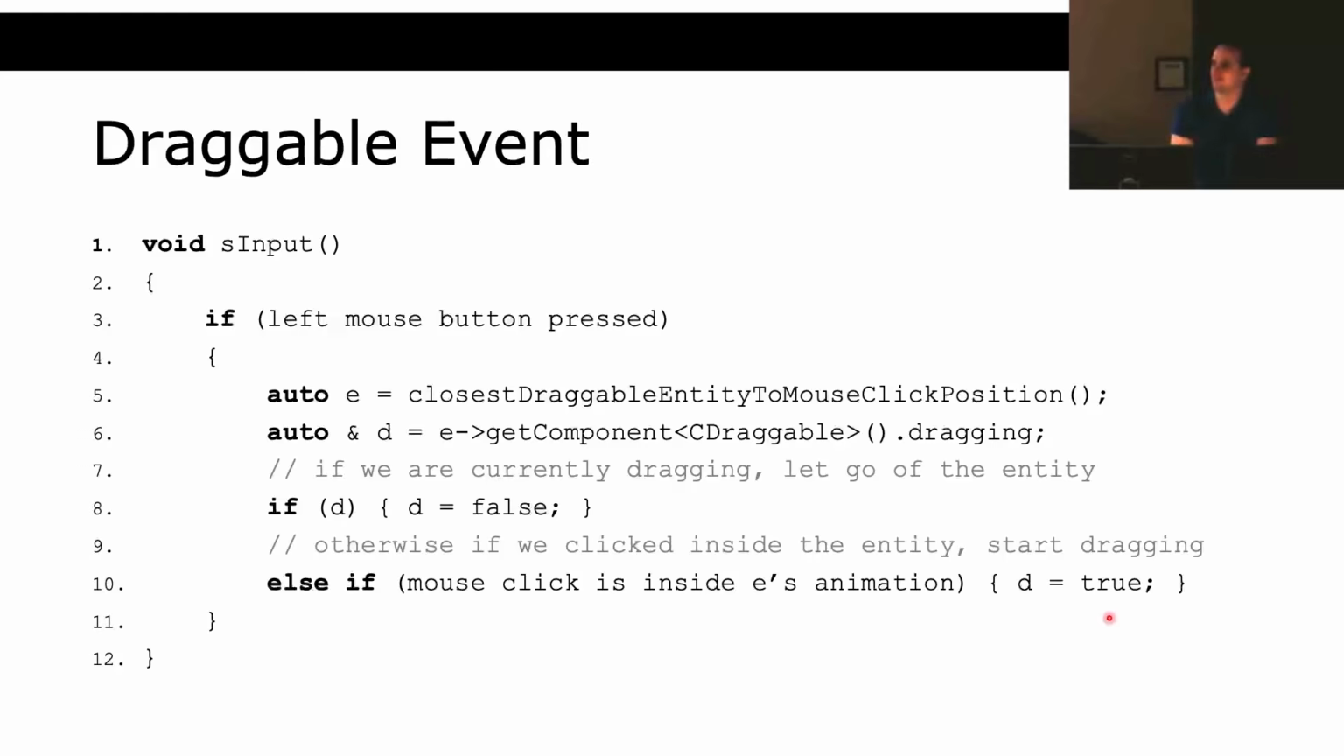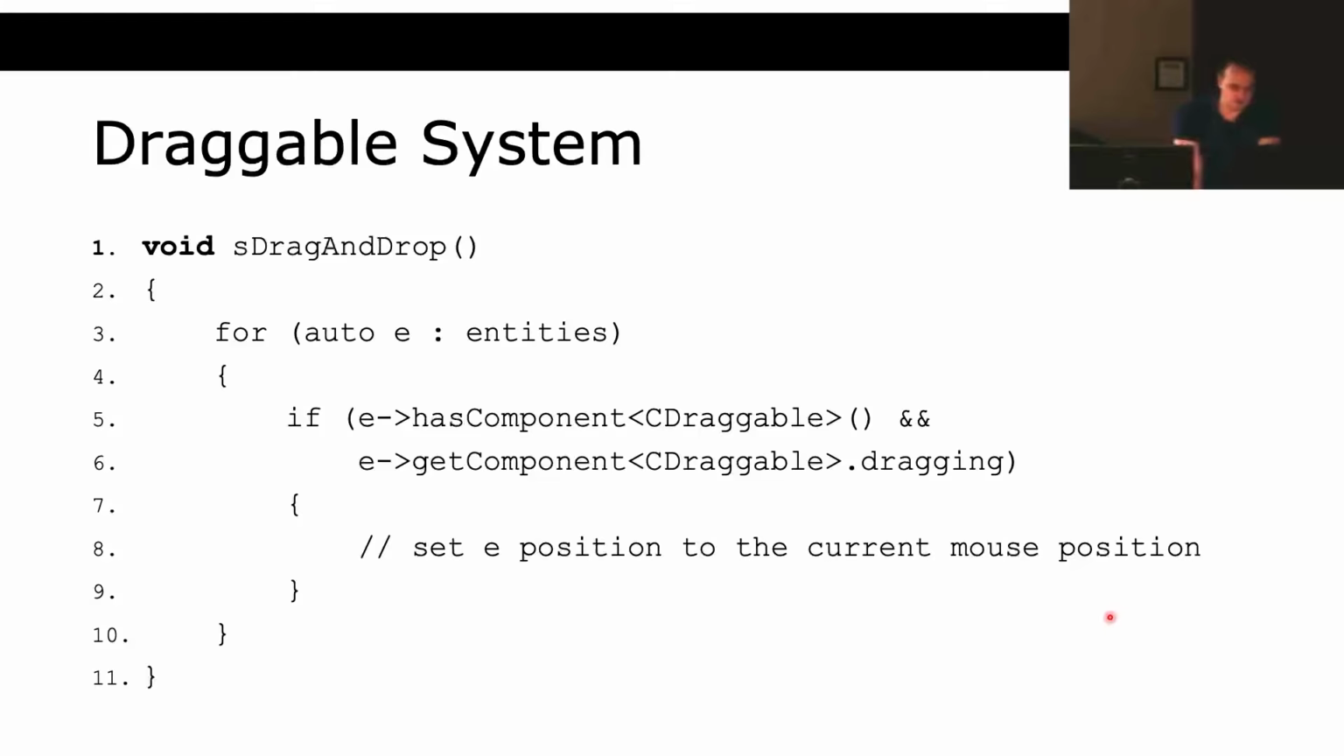If I clicked and I was dragging something, stop dragging it. Otherwise, if I'm not dragging anything, figure out if I clicked inside something and start dragging it. And then, in the drag and drop system, how do I actually move the thing around? Super easy. For all the entities, if it has a draggable component and I'm currently dragging it, just set its position to the mouse. That's it.